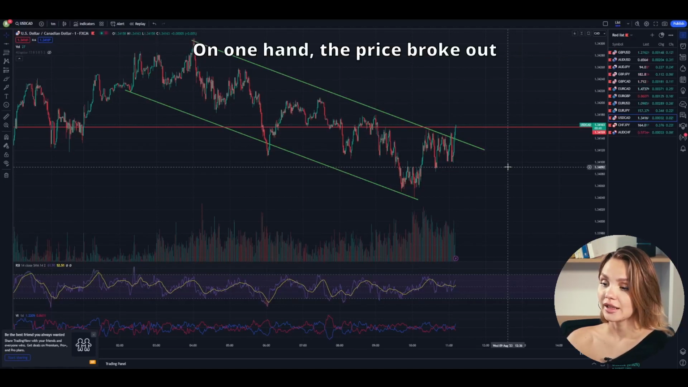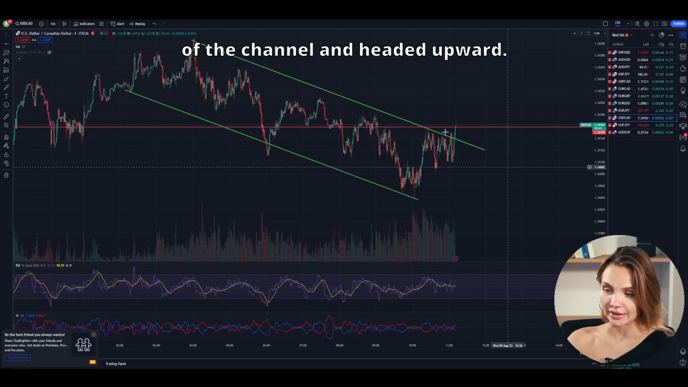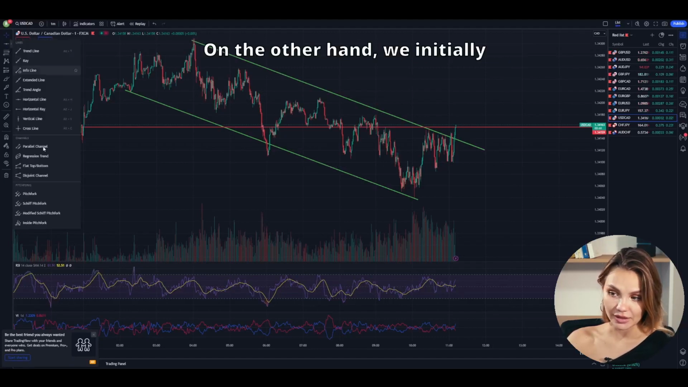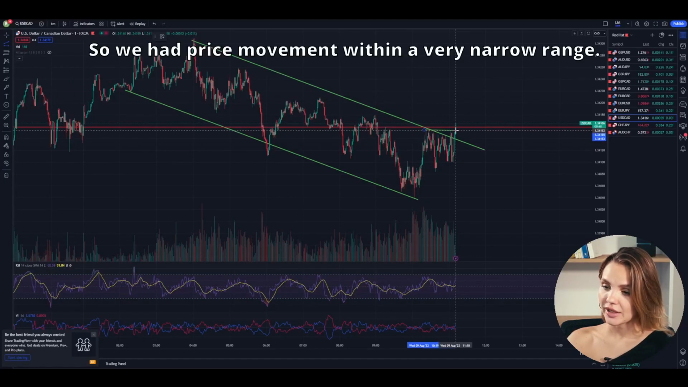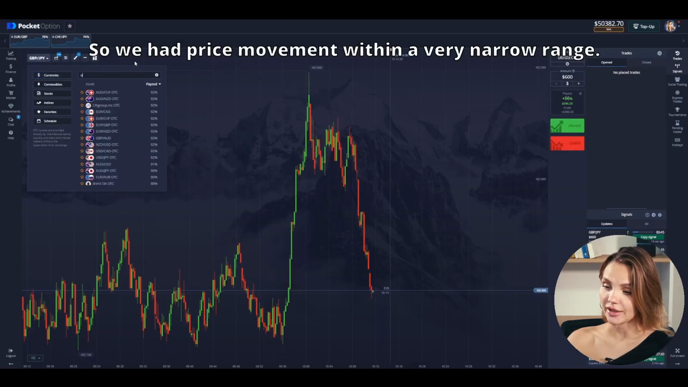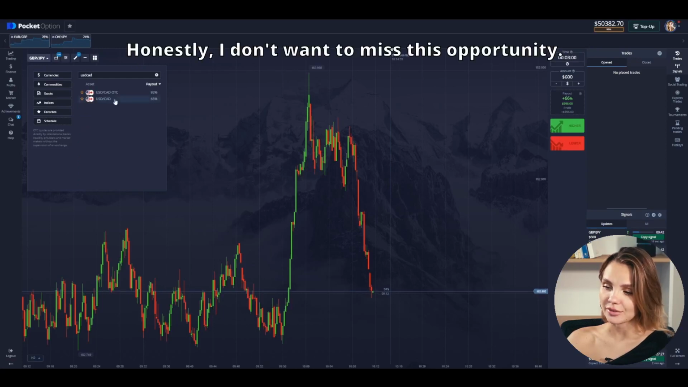On one hand, the price broke out of the channel and headed upward. On the other hand, we initially had a period of consolidation. Let me draw it for clarity. So we had price movement within a very narrow range. Honestly, I don't want to miss this opportunity.